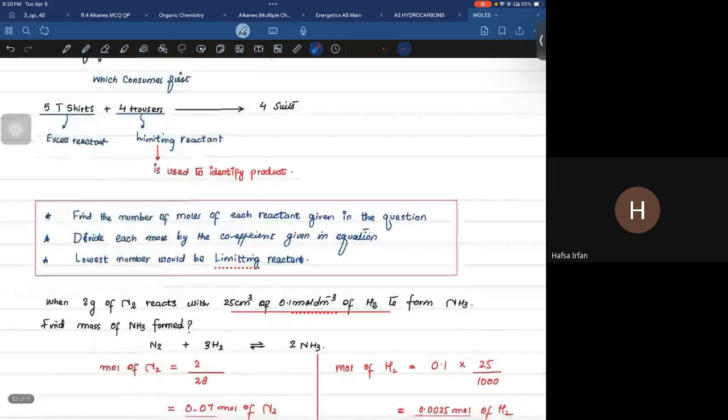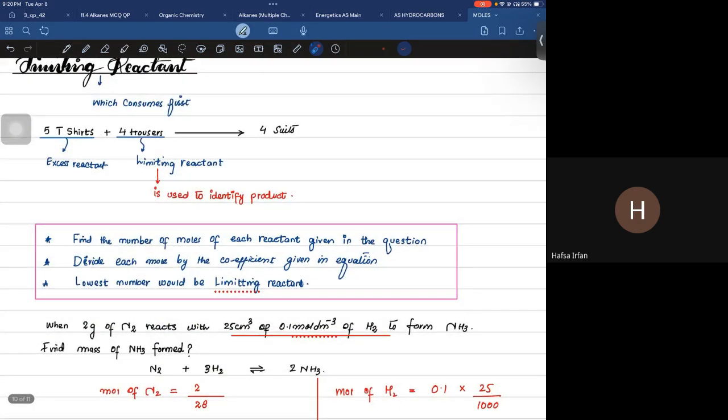Like, let's suppose this is the question. When 2 grams of nitrogen reacts with 25 cm³ of 0.1 mol/dm³ hydrogen to form ammonia, find the mass of ammonia formed. Now you got confused: with whom should I take the mole ratio of ammonia, with nitrogen or with hydrogen? In the older questions, one thing was given and we were finding out the other. There was no confusion. But right now we are confused about what we are supposed to do.